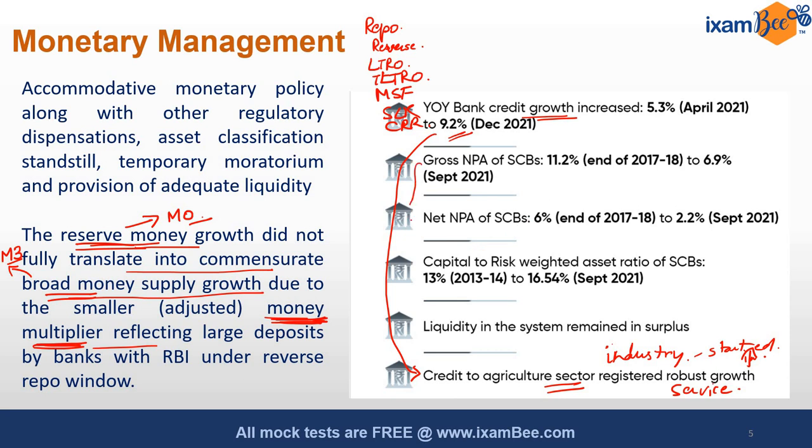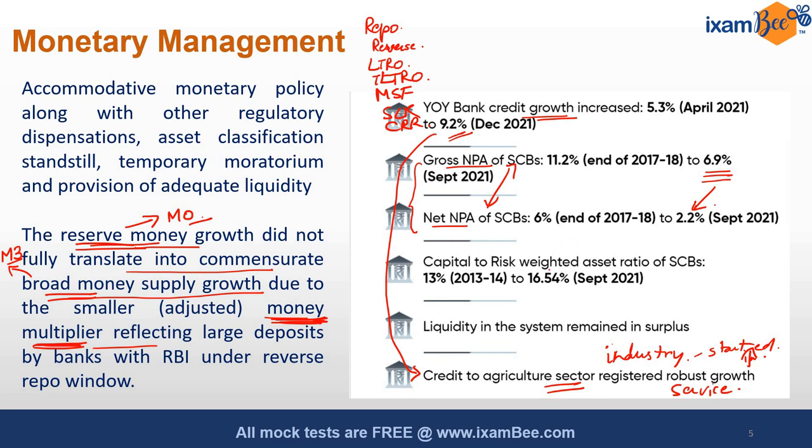About the asset quality and the status of the banks, the gross NPA has also improved to 6.9%. It has come down, and the net NPA has come down to 2.2%. Again, terms like the meaning of gross NPA, net NPA, and the difference between the two, this conceptual understanding should also be there for you.